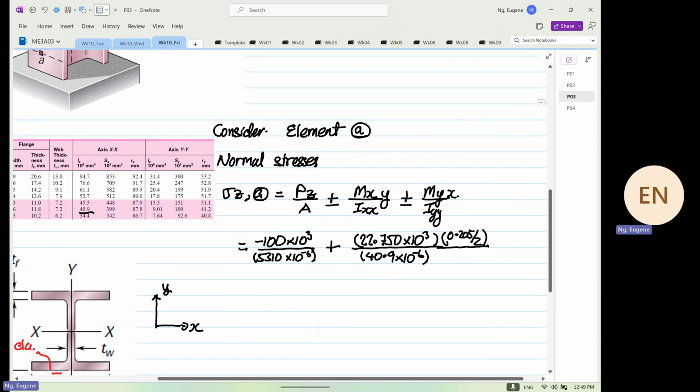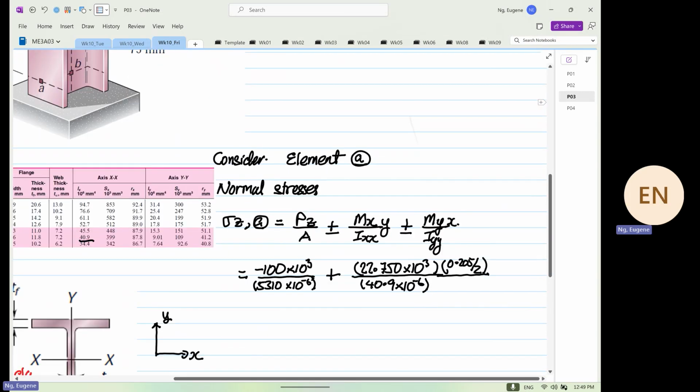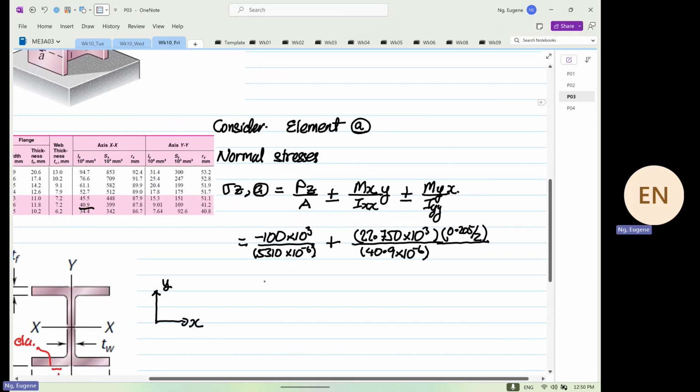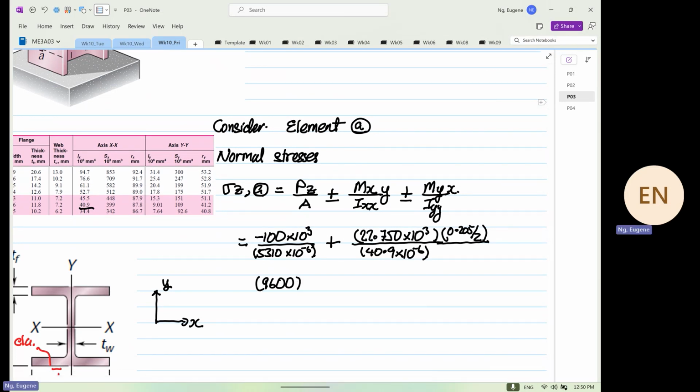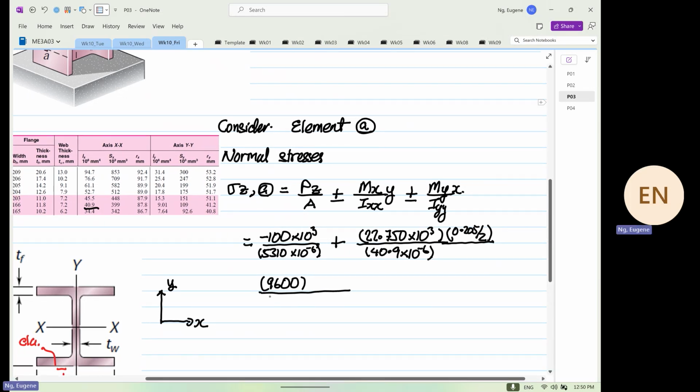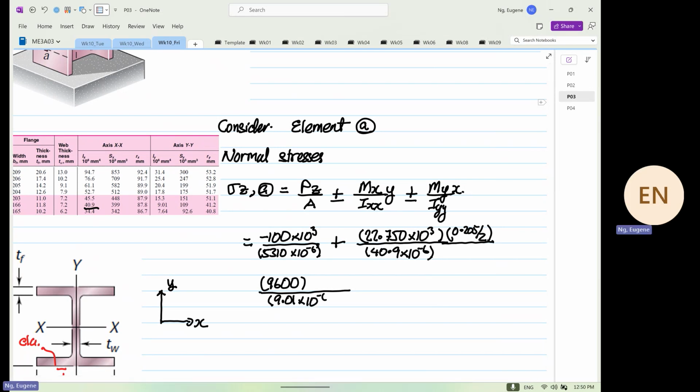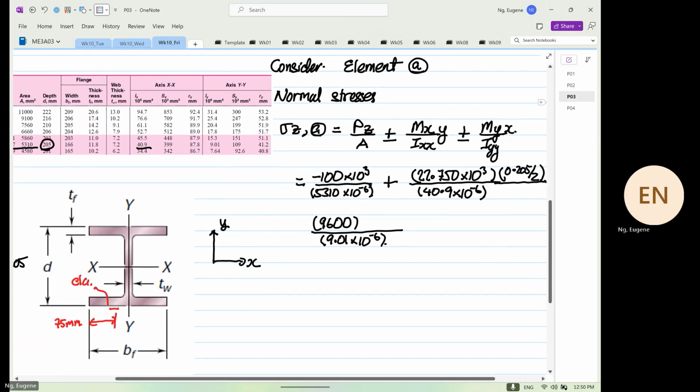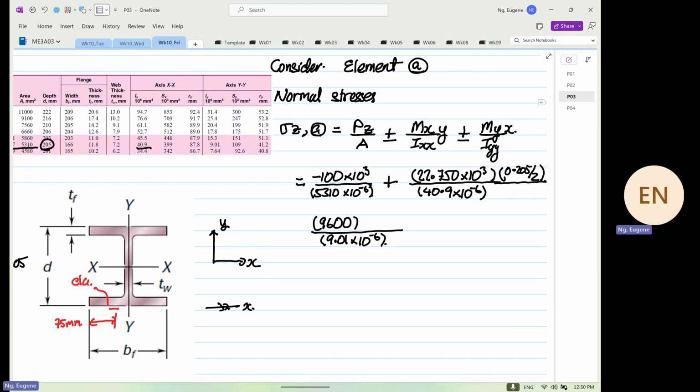The next thing we look at is MY. MY is 9600, and then we divide by IYY. IYY is 9.01 times 10 to the power minus 6. Now you have to be real careful. This is the x distance, in the horizontal direction. This is our x distance.